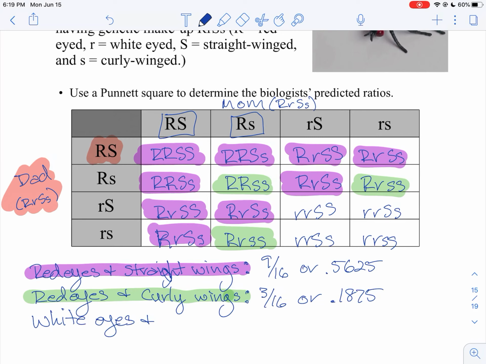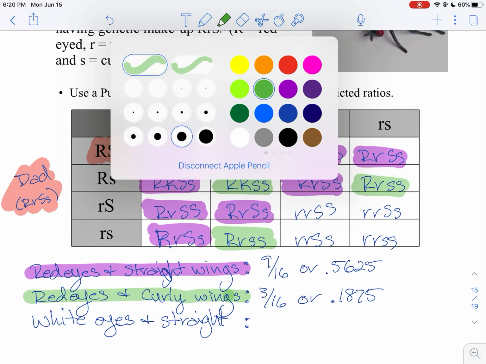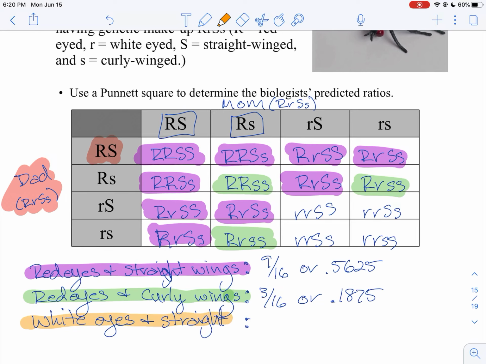And then we could have white eyes and straight wings, which would be, let's make this about orange. White eyes and straight wings would happen if I had both lowercase r's and a capital S, which is here, here, and here. That S is supposed to be capital. So we'd have 3 out of 16 again, or 0.1875 again.